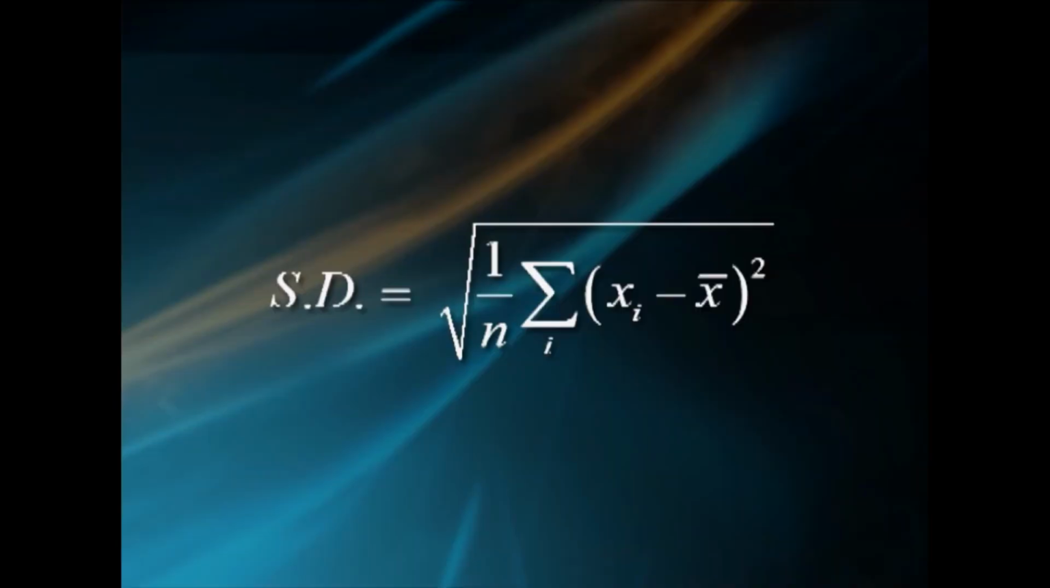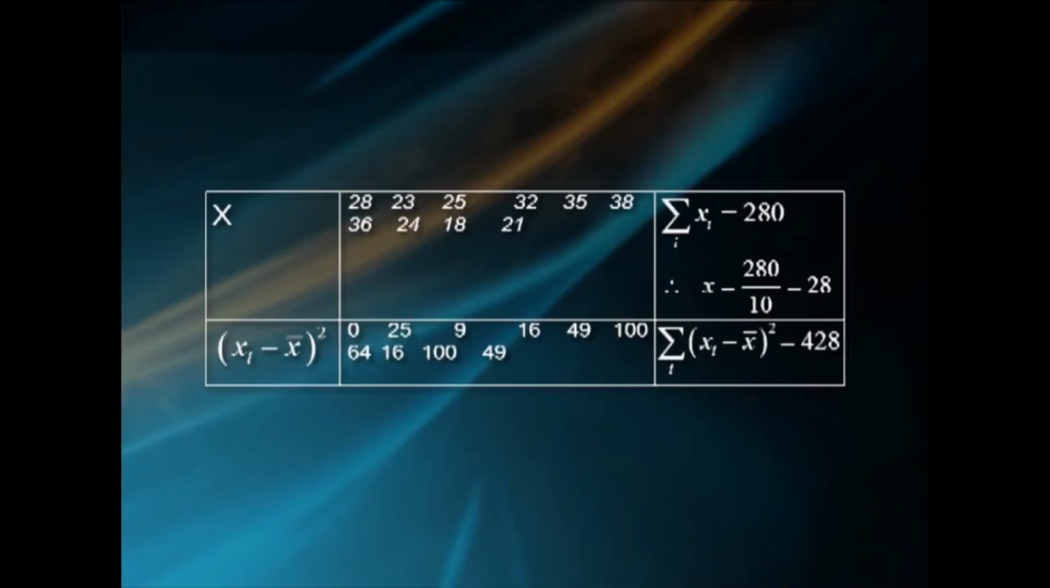Problem. Obtain the standard deviation of the following data: 28, 23, 25, 32, 35, 38, 36, 24, 18, 21. Solution. SD equal to square root of 1 by n summation over i xi minus x bar whole square. The following gives the calculation involved. Here n equal to 10. X values 28, 23, 25, 32, 35, 38, 36, 24, 18, 21. Summation over i xi equal to 280. Therefore, x bar equal to 280 divided by 10, that is equal to 28.